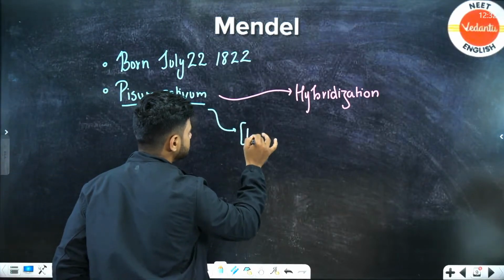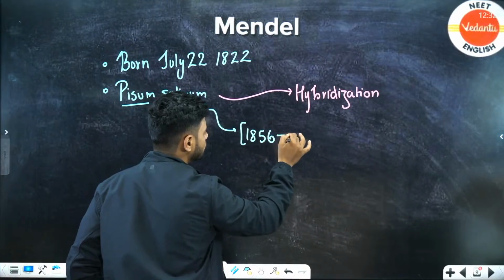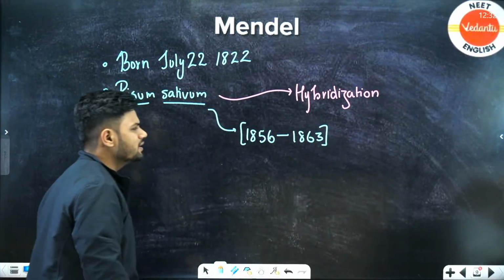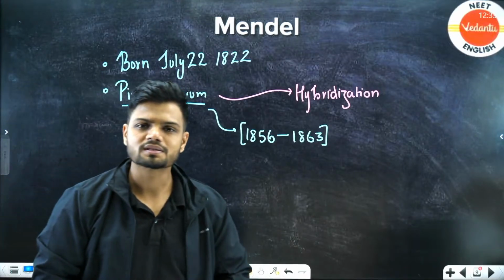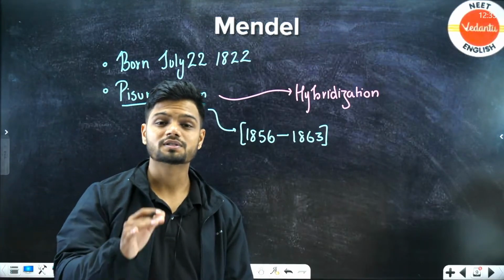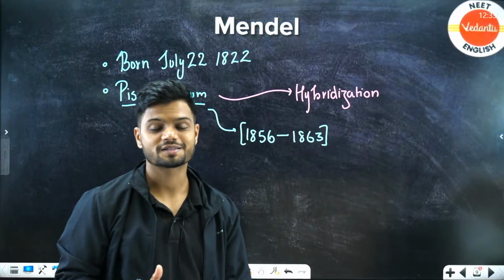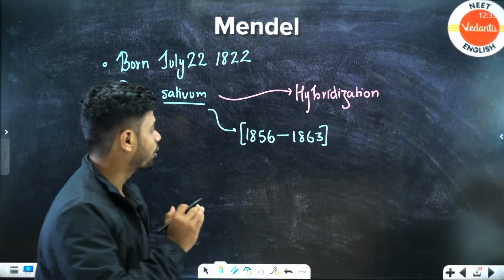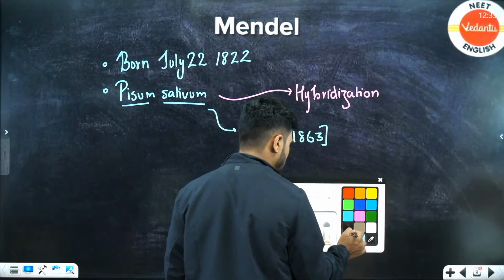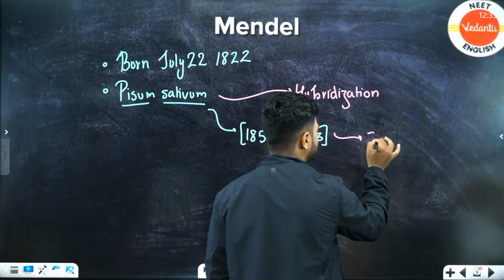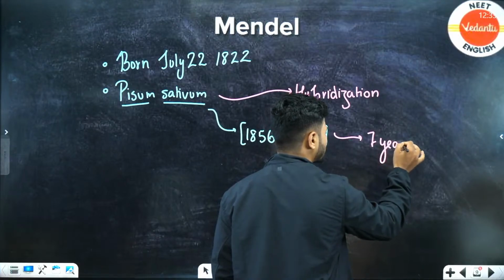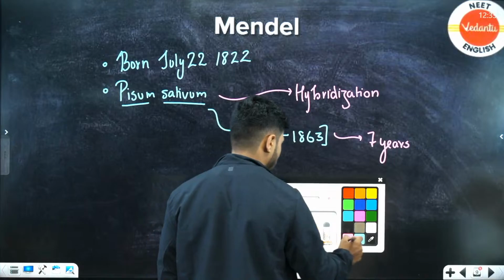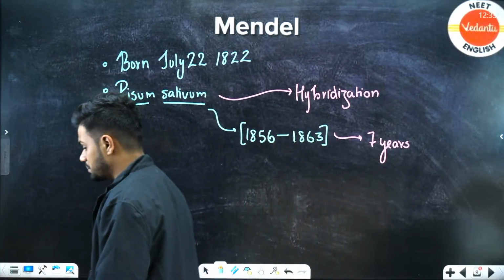1856 to 1863. Now guess how many years is that? He worked for 7 long years, students. He worked on the pea plant for 7 years. That's a lot of time, friends. 7 long years on the pea plant.